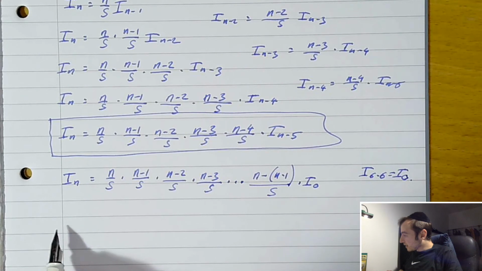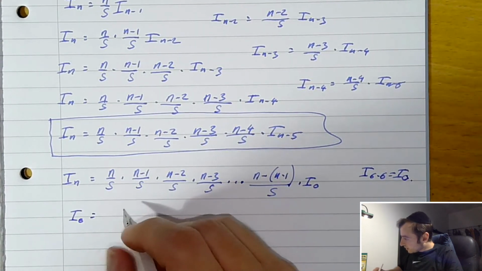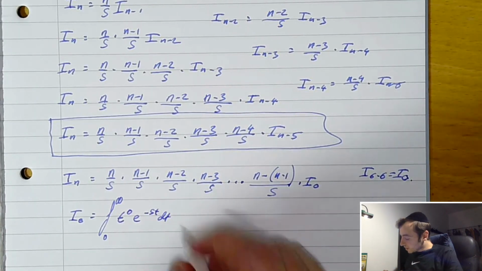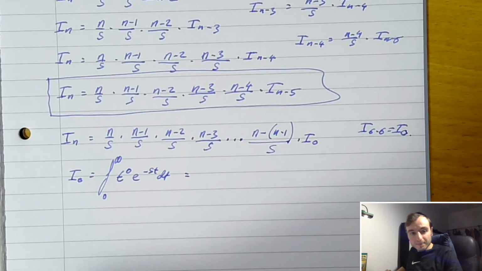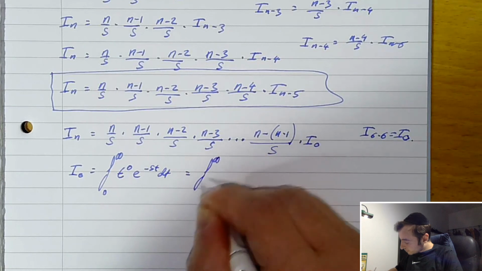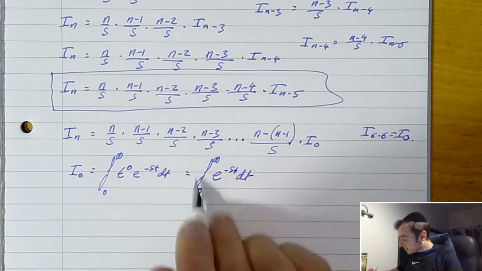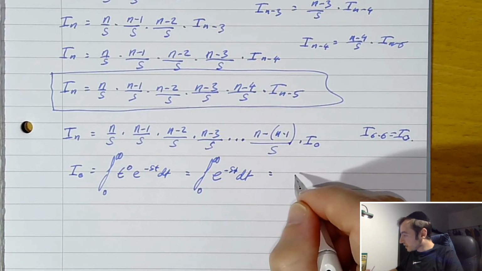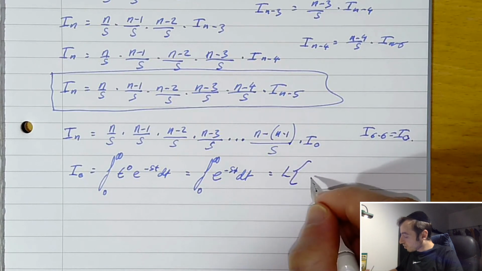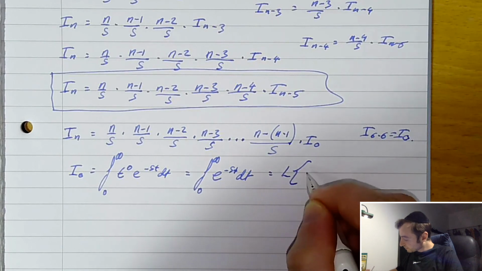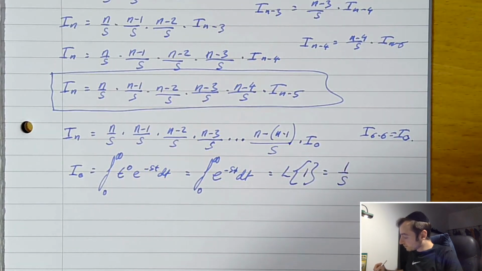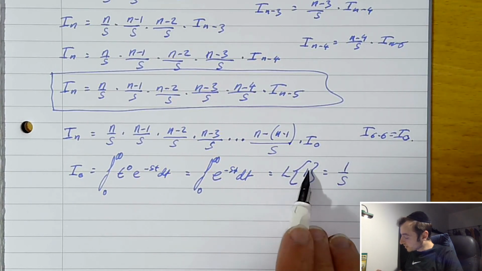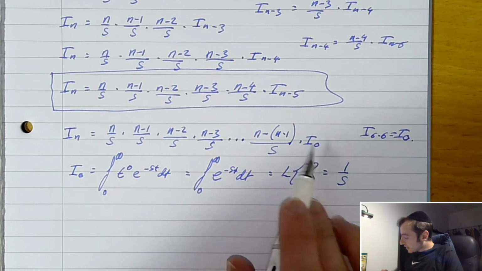So if we evaluate that, let's have a look at what I naught is. I naught is just going to be the integral of t to the naught e to the minus st dt, isn't it? t to the naught is 1, so that's going to be e to the minus st dt. Well, we know what that is, don't we? That's just the normal Laplace transform of 1, yeah? Which equals 1 on s, because the function here is 1. So it's going to be the Laplace transform of 1, which equals 1 on s. So we can replace I naught with 1 on s.